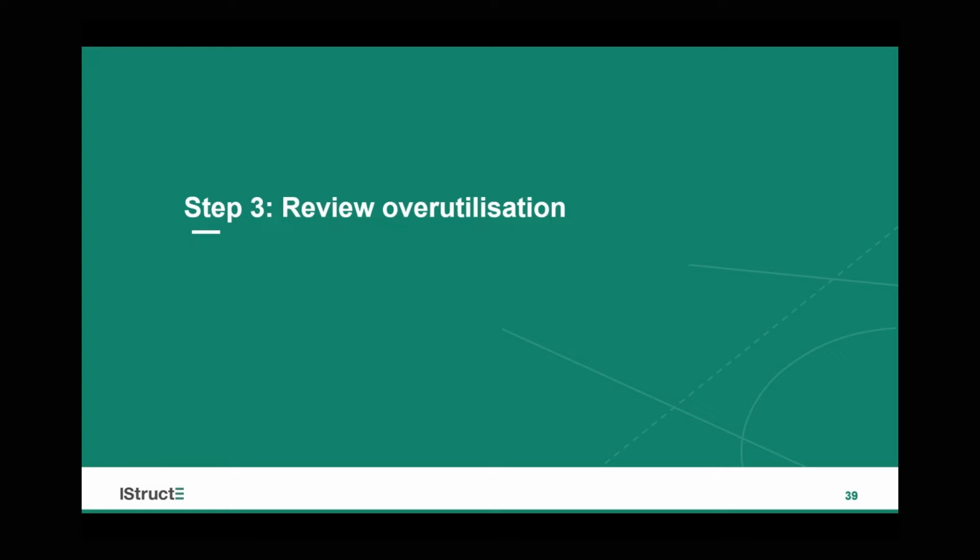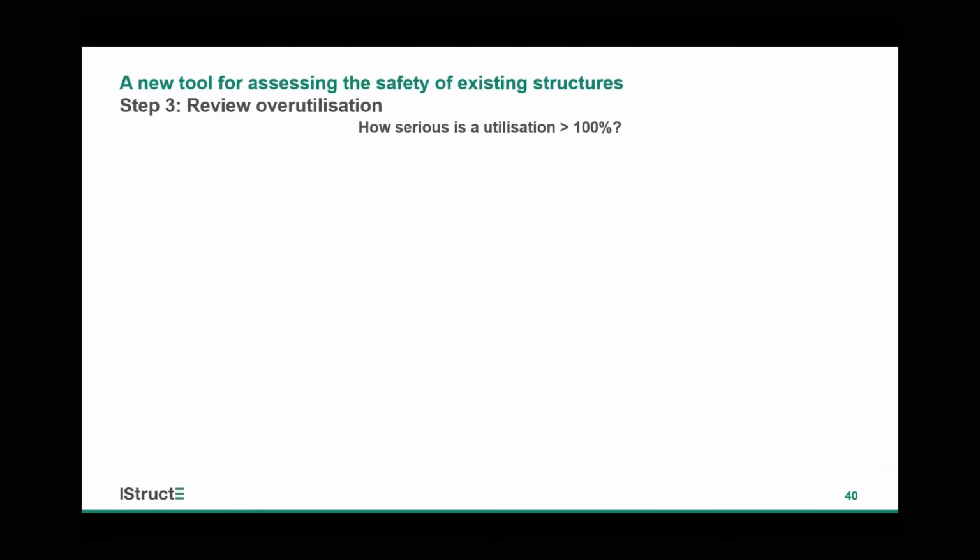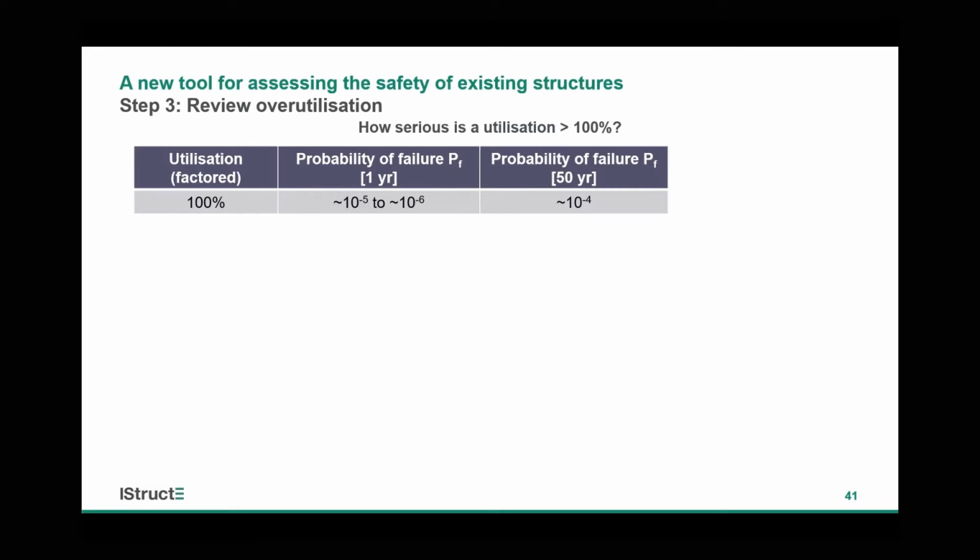So finally, step 3. We've reduced the factors, we've understood the structures as best as we possibly can, and we're faced with the question: well, if we're still over 100% utilization, how serious really is that? So to unpack this slightly, if we think about 100% utilization, we can think about that as corresponding roughly to a certain probability of failure within a given time period.